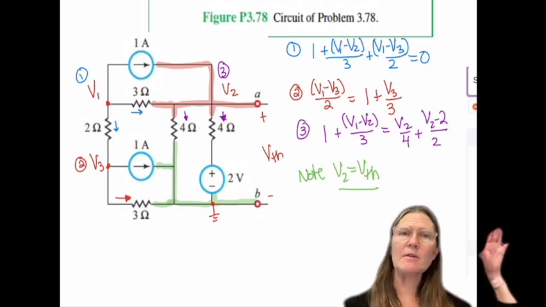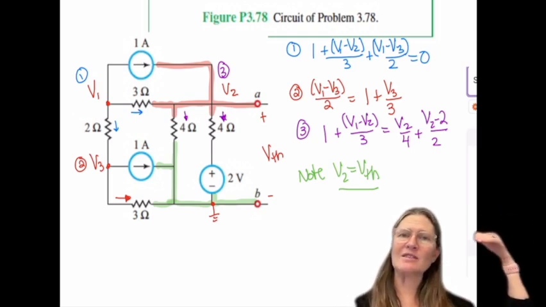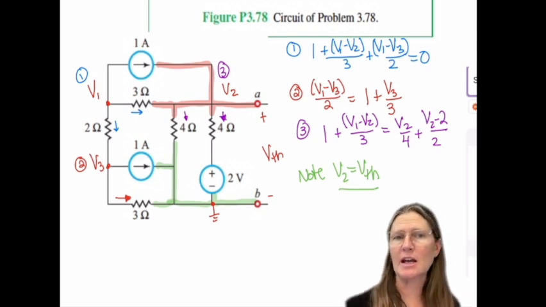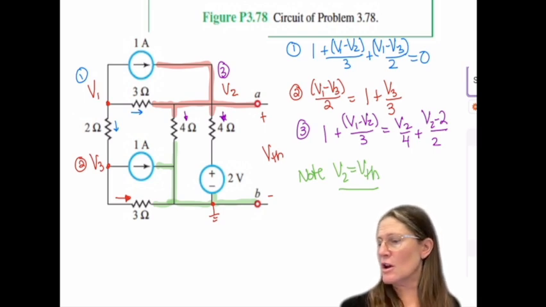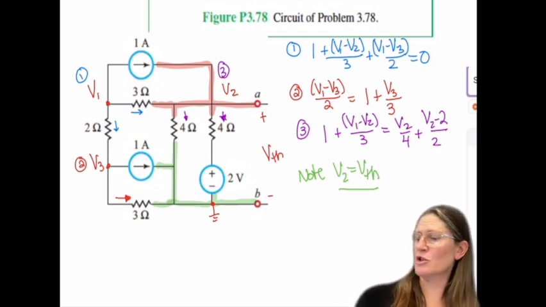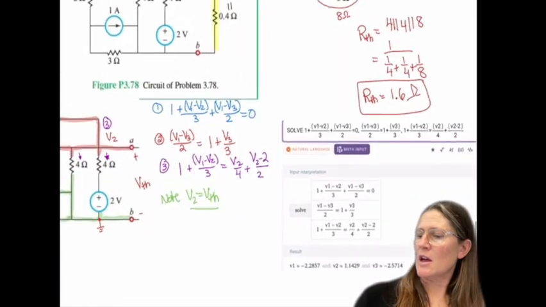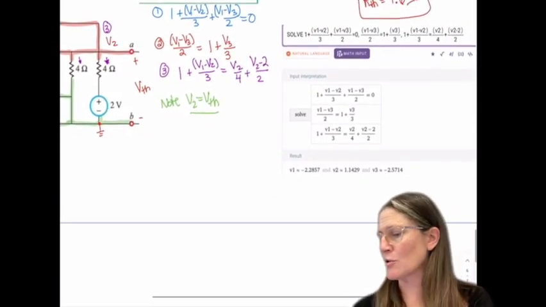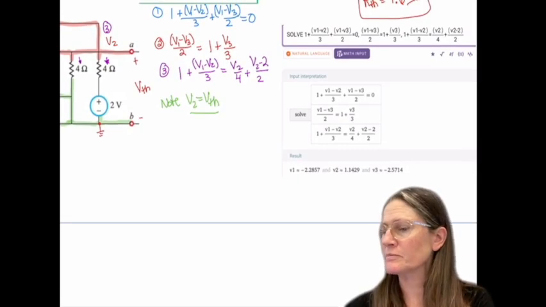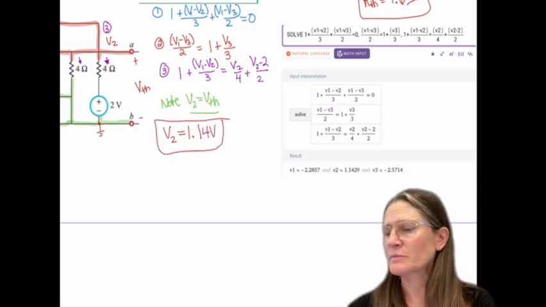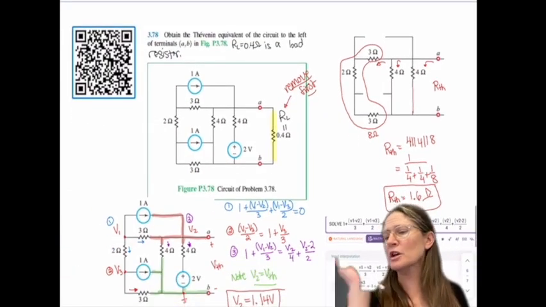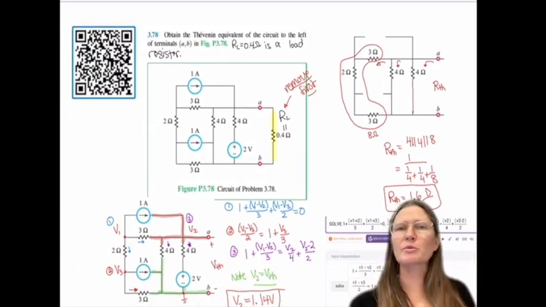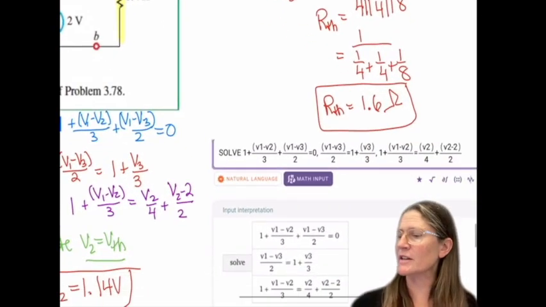And then at 3, you have 1 coming in, V1 minus V2 over 3 comes in, and then V2 over 4 goes out, and V2 minus 2 over 2. And that gives a V2 of 1.14 volts, which is equal to VTH. And then for RTH, you have 4 in parallel with 4 in parallel with the 3 plus 2 plus 3 in series for 1.6.